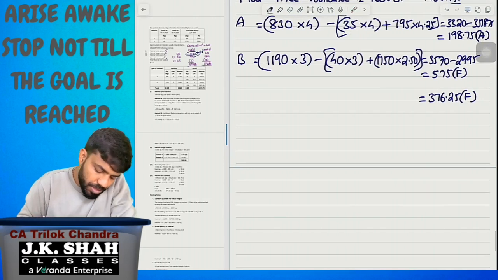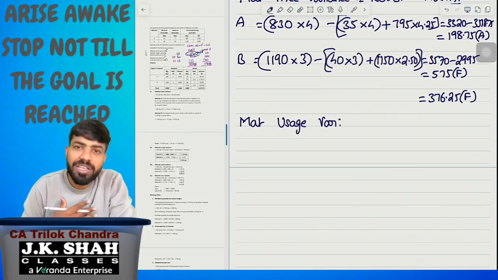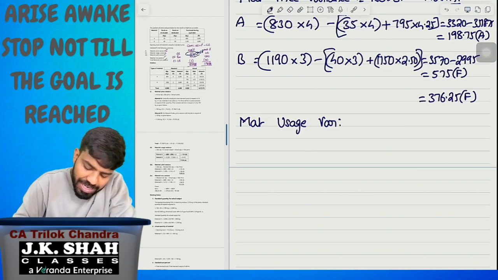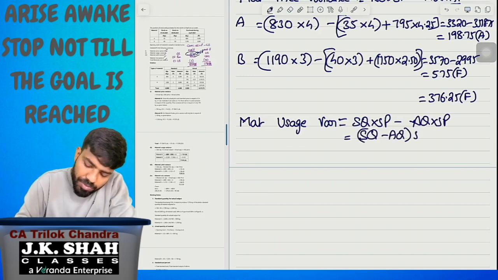Now, number 2, what are they asking? Material usage variance. We all know that. Let me explain this. Simple. According to us, what is the formula? 1 minus 3. Material usage variance equal to 1 minus 3. What is 1? SQ into SP minus what is 3? AQ into SP. Out of these two, we can take common SP. SQ minus AQ into SP. Let me take A, B.